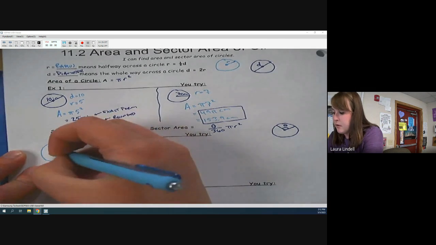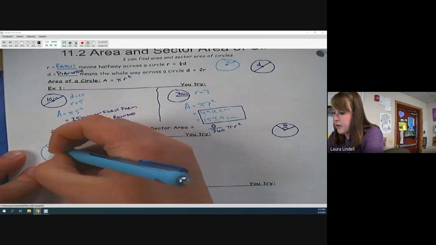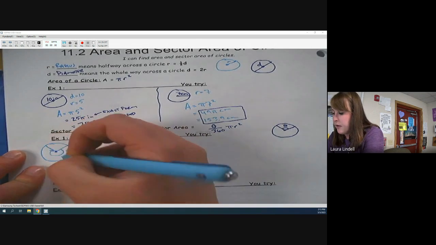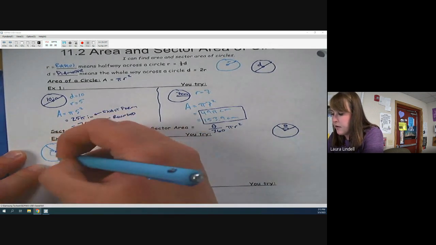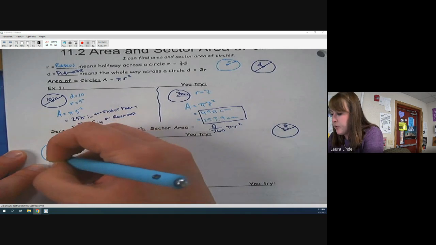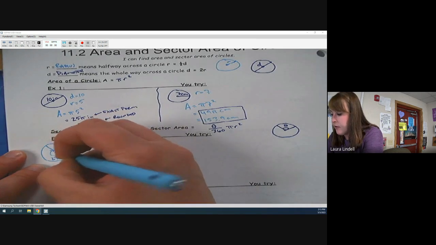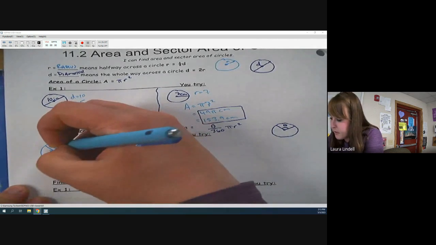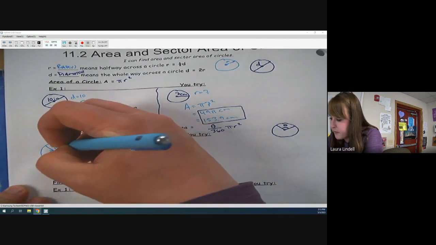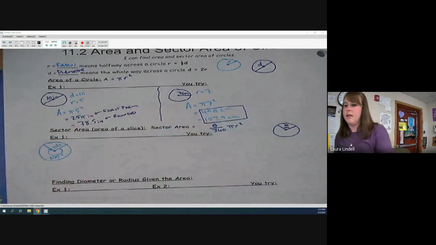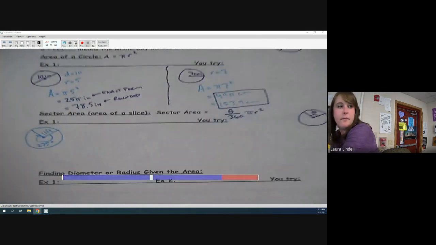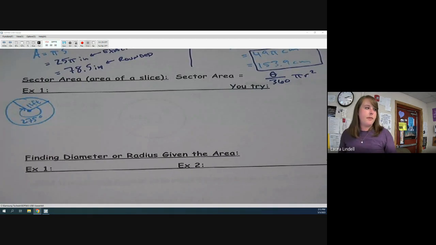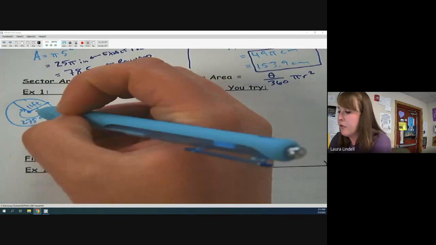Here's our circle. Let's say that this angle here is 275 degrees, and this measurement is 11 feet. I'll zoom in a little bit here. All right. So this time we have a big angle, 275 degrees.